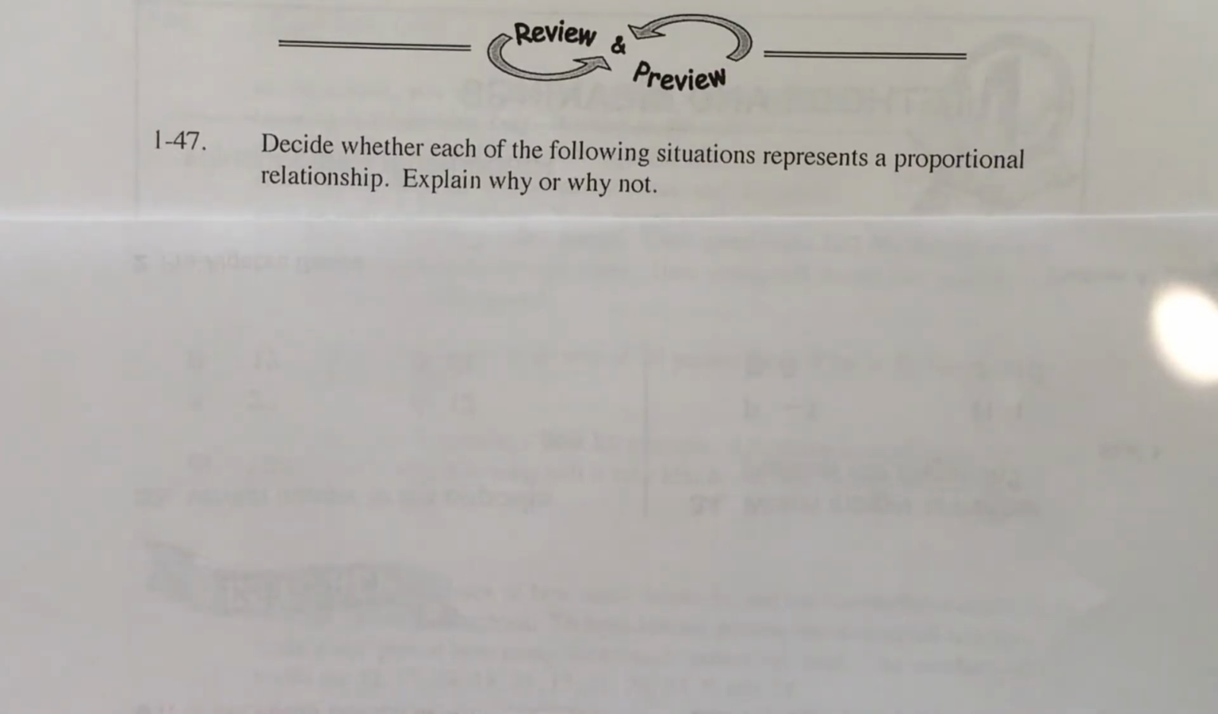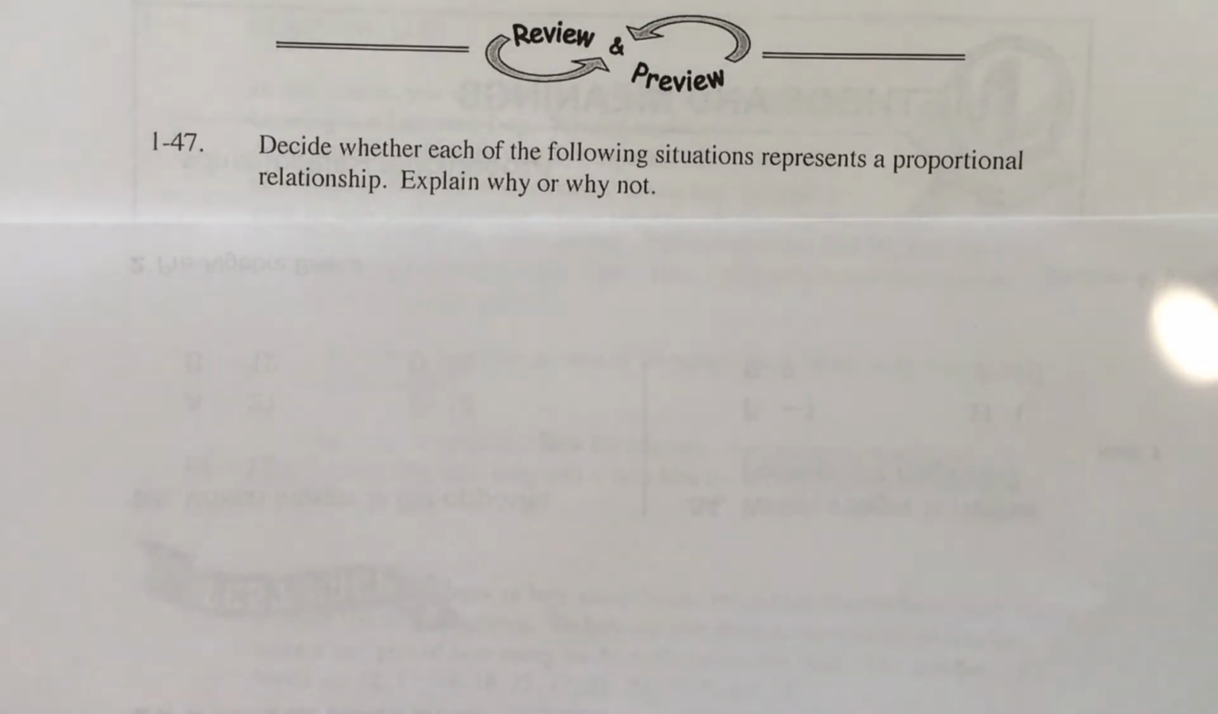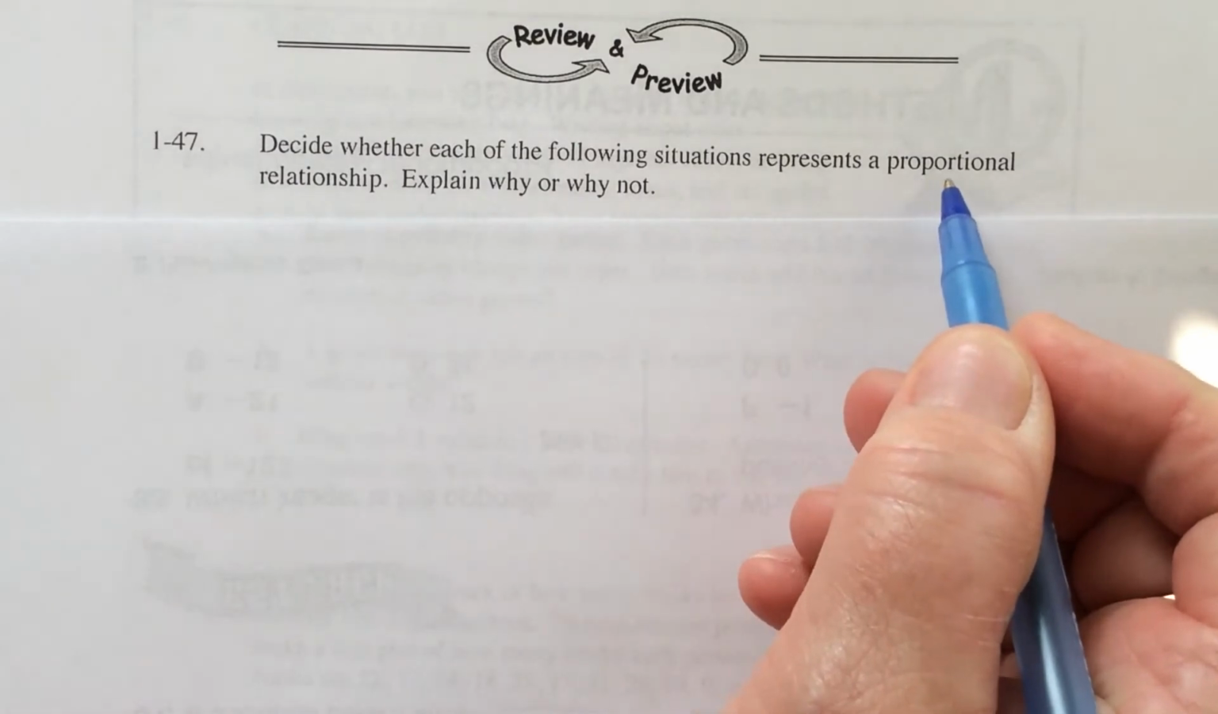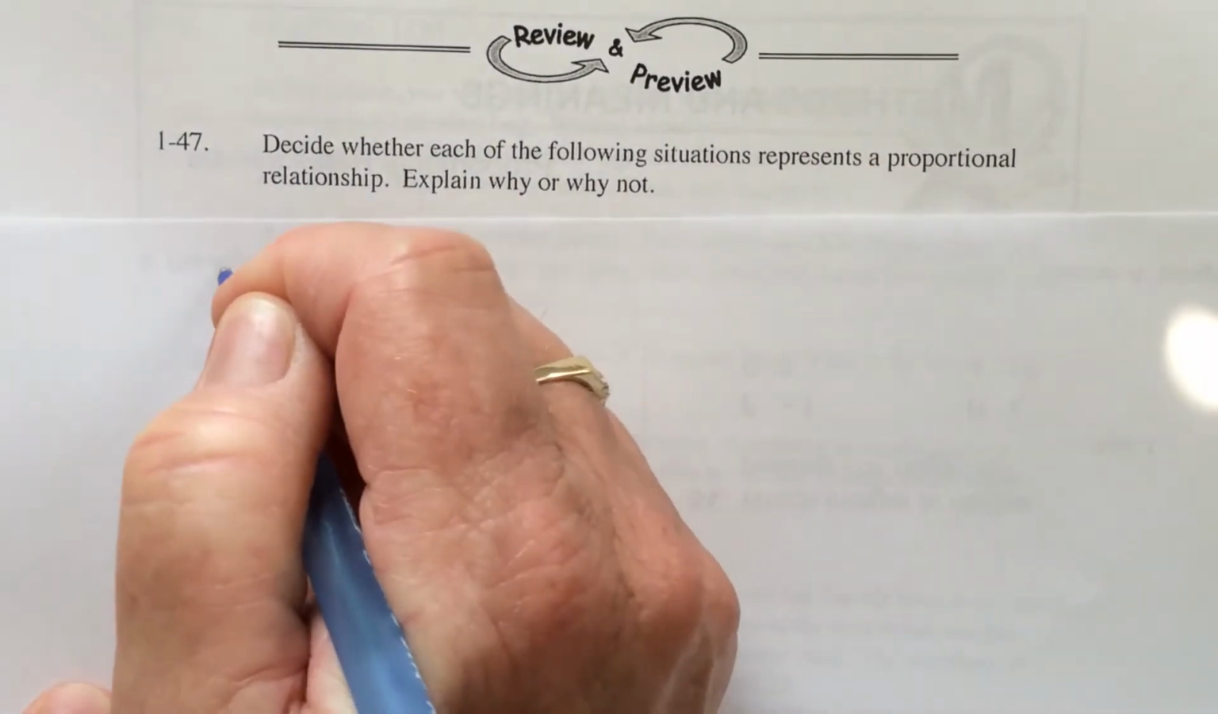All right, let's take a look at 1-47. Decide whether each of the following situations represents a proportional relationship. Explain why or why not.